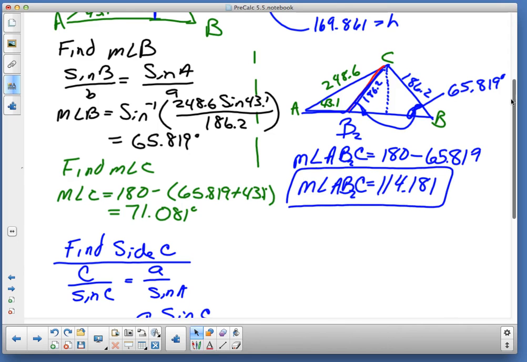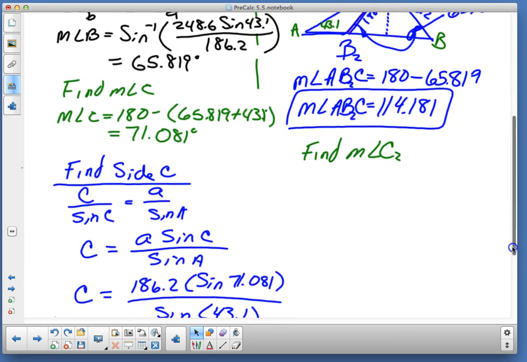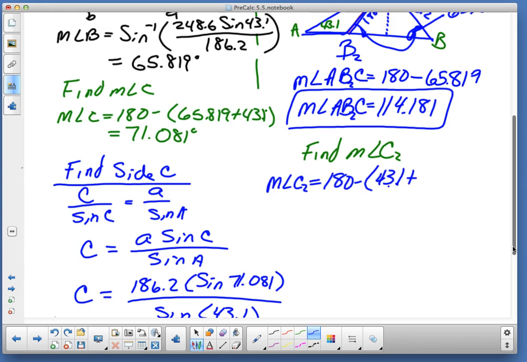A different color to find the measure of angle C2. Okay, because this C2 is this angle right here we're talking about, that smaller angle. Now keep in mind the measure of angle C2 is going to be 180 minus the combine of 43.1 plus 114.181. Yep, and then the measure of angle C2 is 22.719 degrees. Okay, so we got that, finding the measure of angle C.